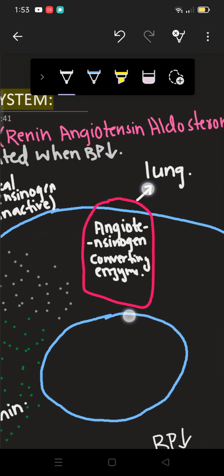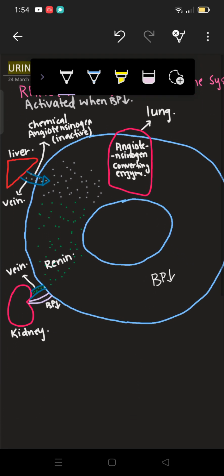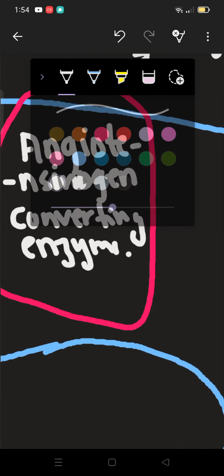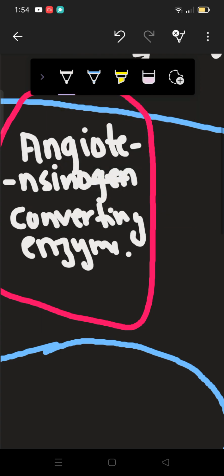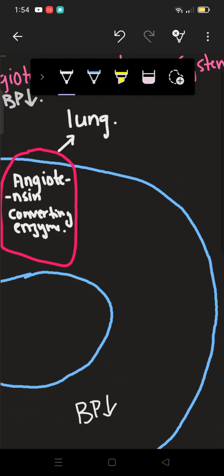Alright, so now this angiotensin converting enzyme will convert angiotensinogen into angiotensin, which is the active form. Angiotensinogen is the inactive form, and when it goes to the lungs, the lungs have an enzyme, the angiotensin converting enzyme, and it is converted into angiotensin. Wait, let me erase this. So the angiotensin converting enzyme converts angiotensinogen, the inactive form, into the active form, which is angiotensin.